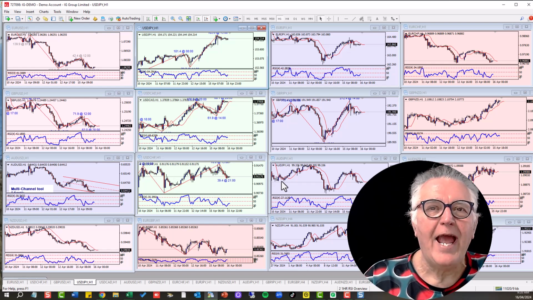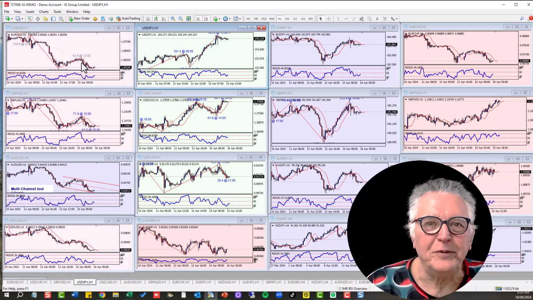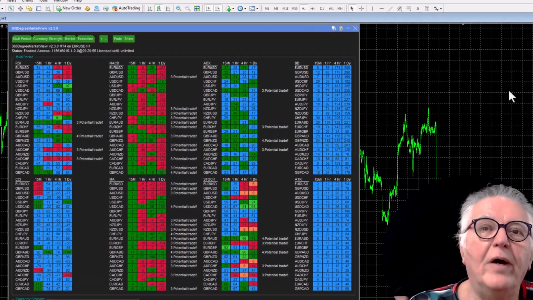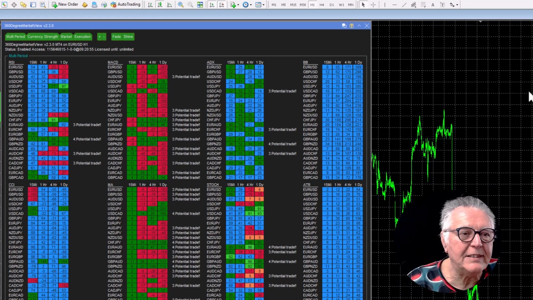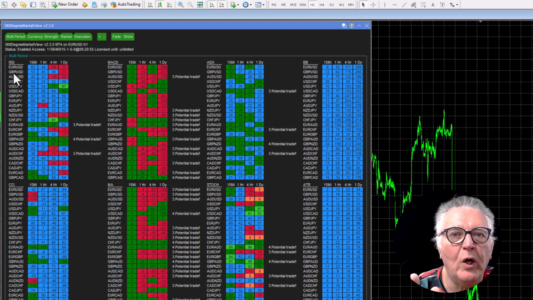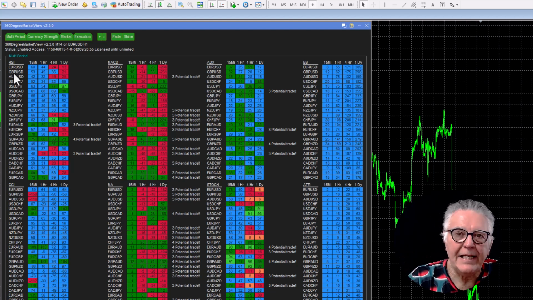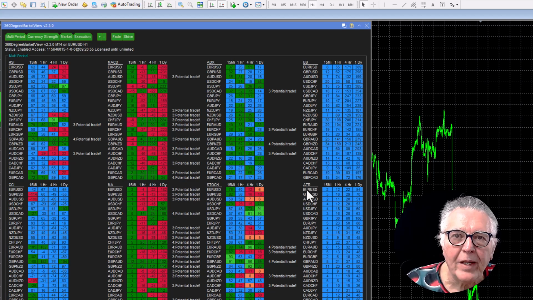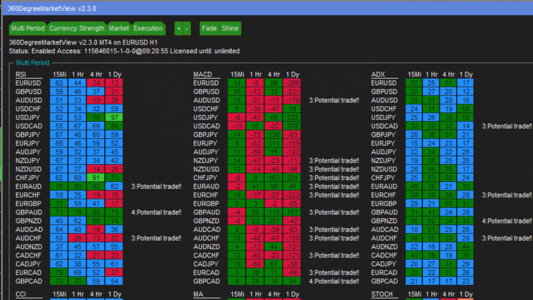So let's have a look at the first tool that I use, and that is the 360-degree indicator. I've got it on full display at the moment. Here's the indicator, and what it does, it analyzes the market from a technical analysis indicator point of view. So you can do it on the RSI, on the MACD, on the ADX, on the Bollinger Bands, on the CCI, on the moving averages, on the stochastics, and then the ATR. Now, I don't use all of them. I'm just displaying this to you.